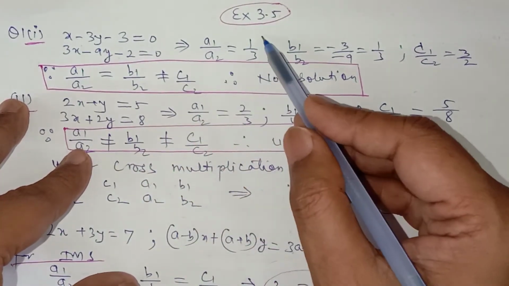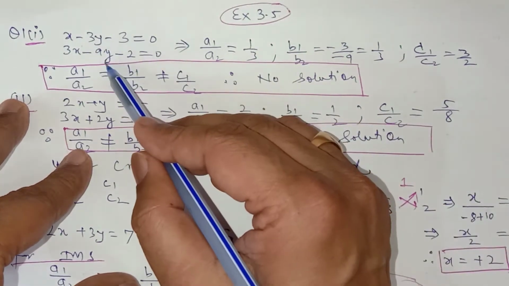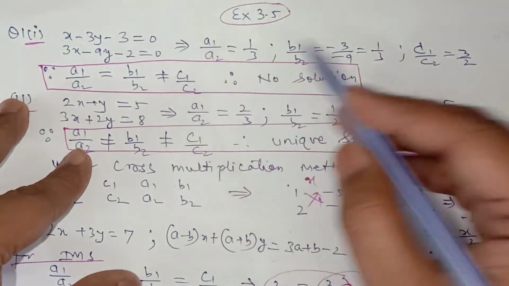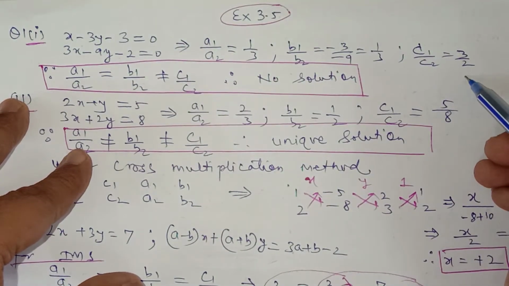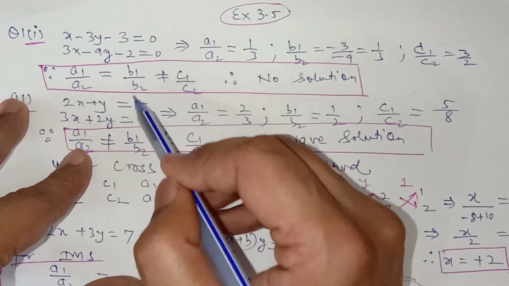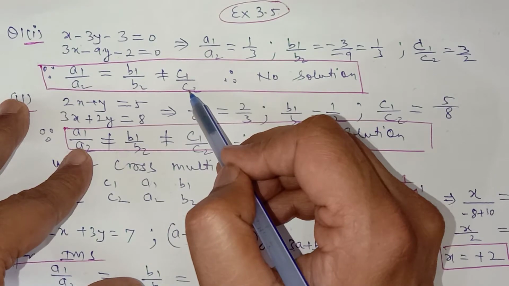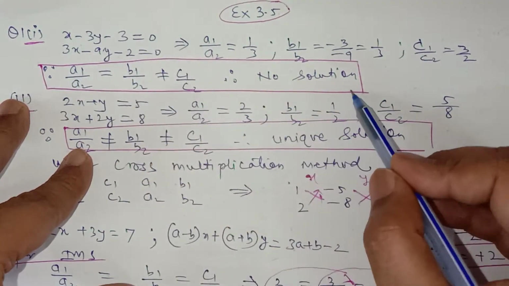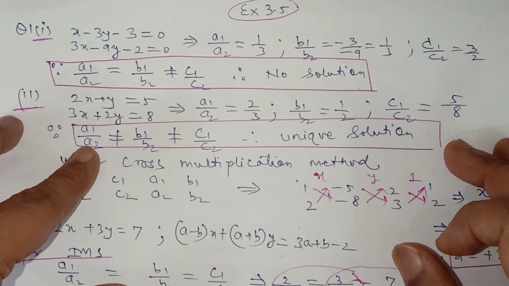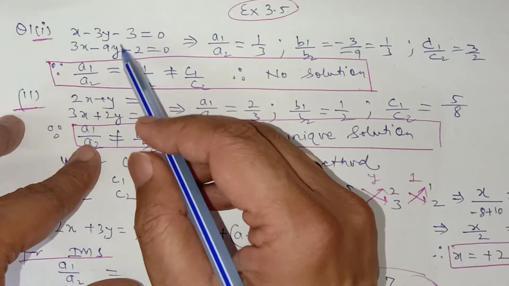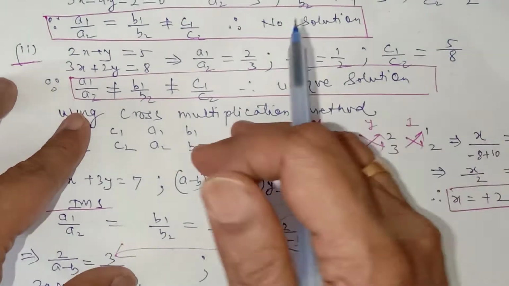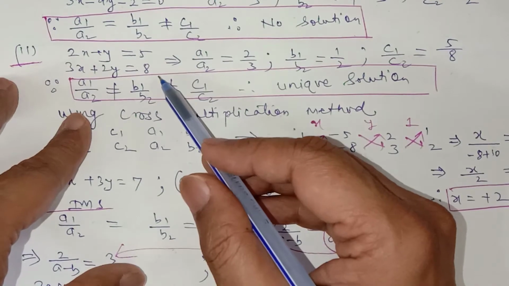Then a1 upon a2 is coming out to be 1 upon 3, b1 upon b2 will be minus 3 upon minus 9, that is 1 upon 3, and c1 upon c2 is minus 3 upon minus 2, that is 3 upon 2. So the first two ratios are equal, so it means a1 upon a2 is equal to b1 upon b2 is not equal to c1 upon c2. Therefore it will have no solution, and when it has no solution, you cannot find the value of x and y. Rather, there is no value of x and y which will satisfy these two equations. In the second part, again you have to first of all find which type of solution these equations have.